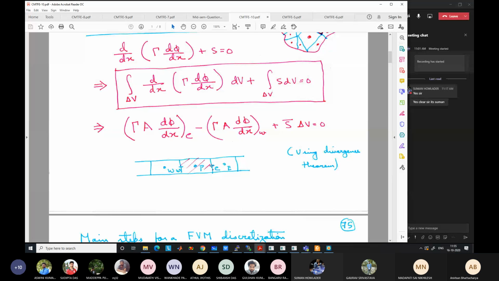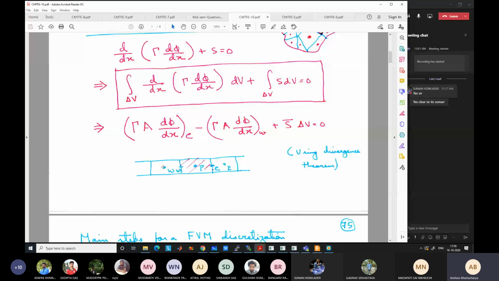and the face between this control volume P and the next control volume is called the east face, small e. These are standard notations. The face between control volume P and the left side, which is W, is given by small w, which is the west face of the control volume. It's a 1D problem, so you only have the east face and west face. So you only have values at capital W, capital P, and capital E.